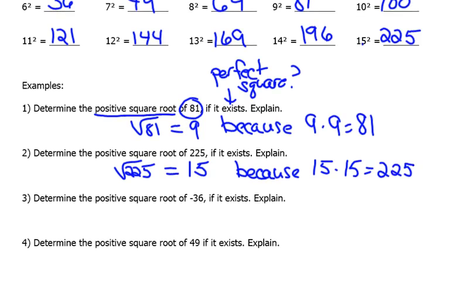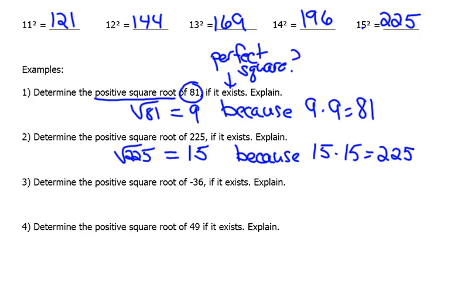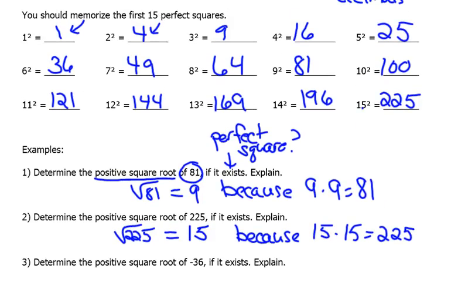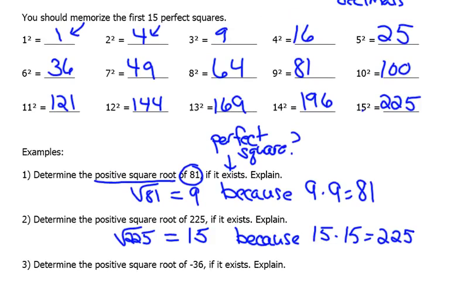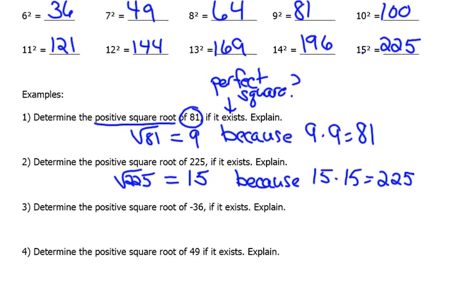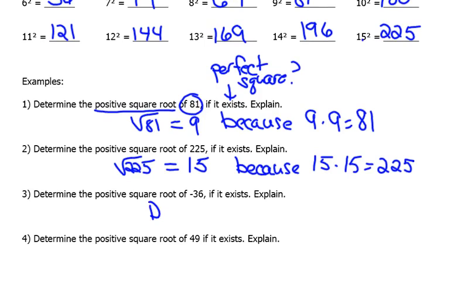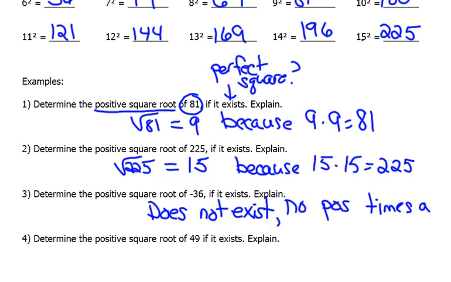Determine the positive square root of negative 36. Well, if I look up here, none of my numbers are negative. Because whenever I multiply 2 positive numbers together, you have to get a positive number. So this one does not exist. No positive times a positive gives a negative.